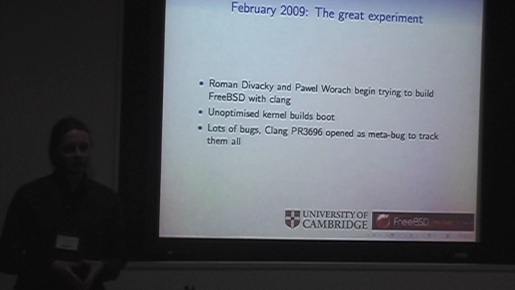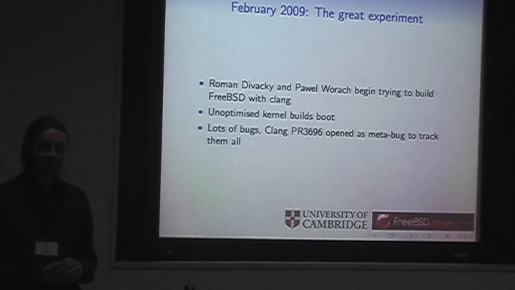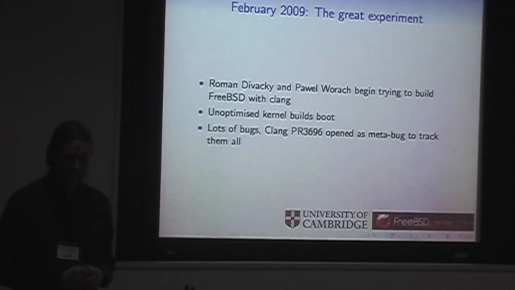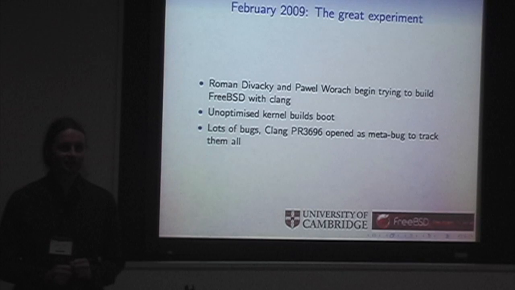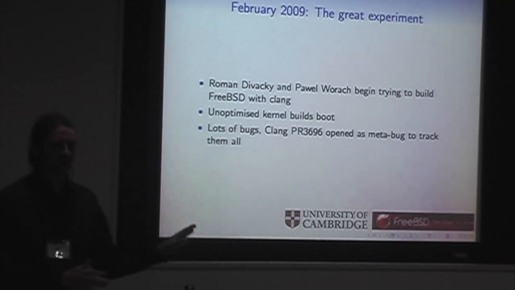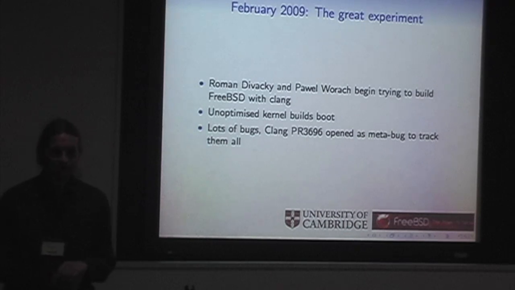So by 2009, Clang was a little bit more mature, and a couple of guys, Roman and Pavel, decided that they'd try and build FreeBSD using Clang. And it sort of worked. If you turned off optimizations, you could get a kernel that booted. And you know, optimizations, no one really needs compiler optimizations, right? So that was fine. And there were some bugs. So it turns out the kernel is actually one of the simpler bits of C code to compile. All of the really scary stuff in the kernel is in the assembly. If you start getting up to libc, that's when things get a bit crazy.